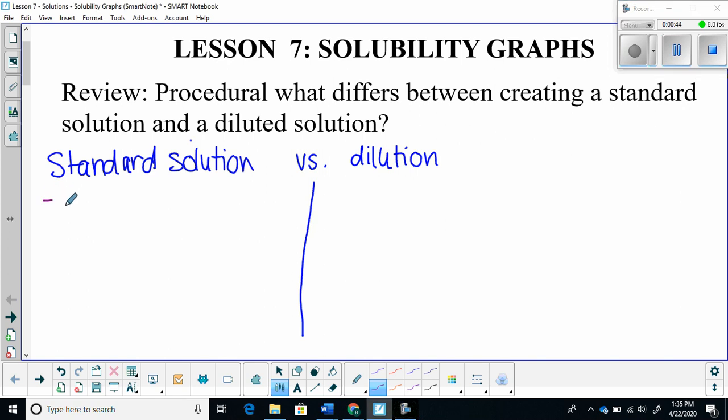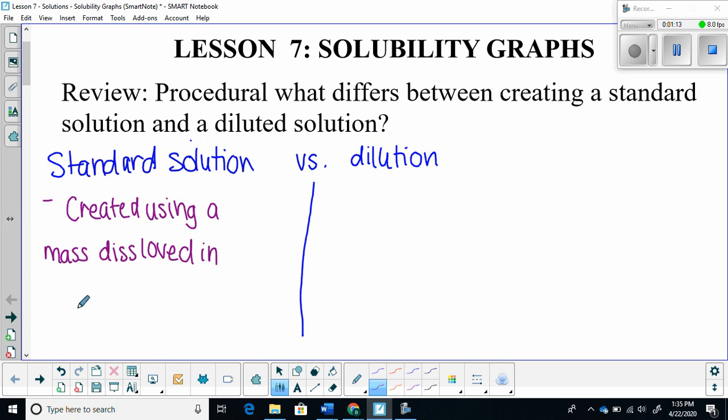So the main difference that we have in a standard solution is it's created using a mass of a compound dissolved in water. So we're actually taking our compound, we're weighing it out, and we're dissolving it into water.